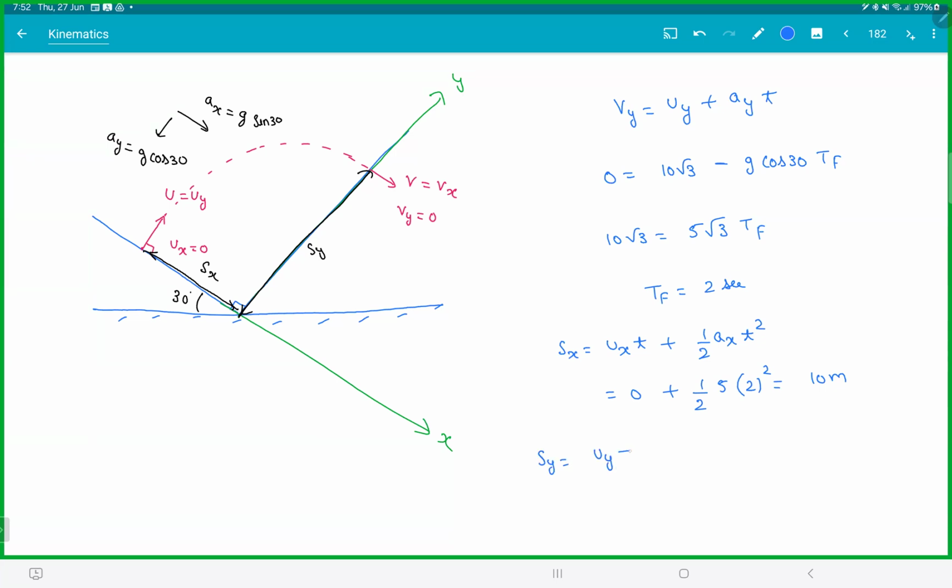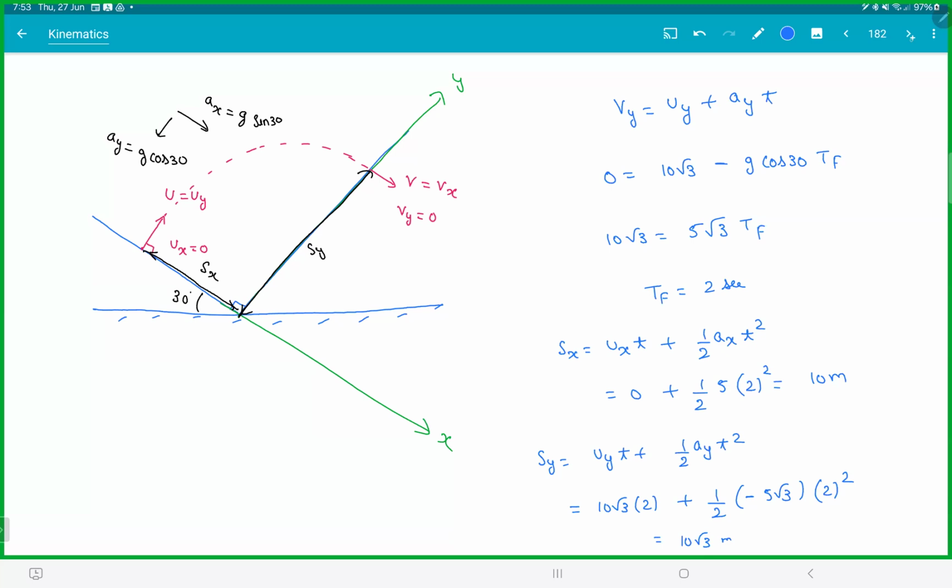Sy is uyt plus half ayt square. This is 10 root 3, time is 2 seconds, plus ay is opposite, so minus 5 root 3, g cos 30, into 2 square. This thing turns out to be 15 root 3, no, 5 root 3. 20 root 3, 2 will cancel, 10 root 3. Clear with this?